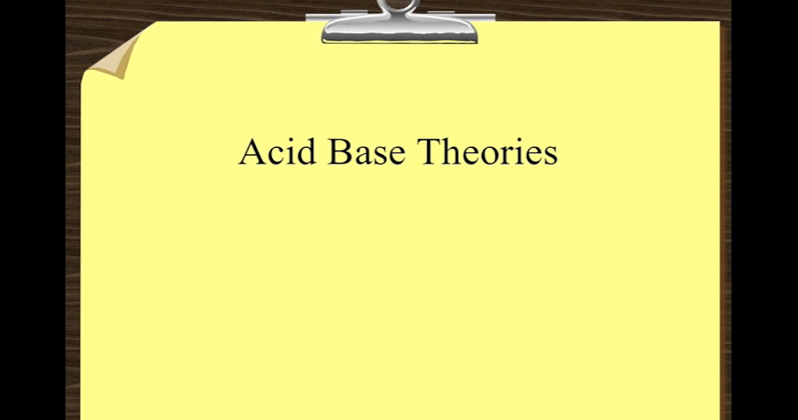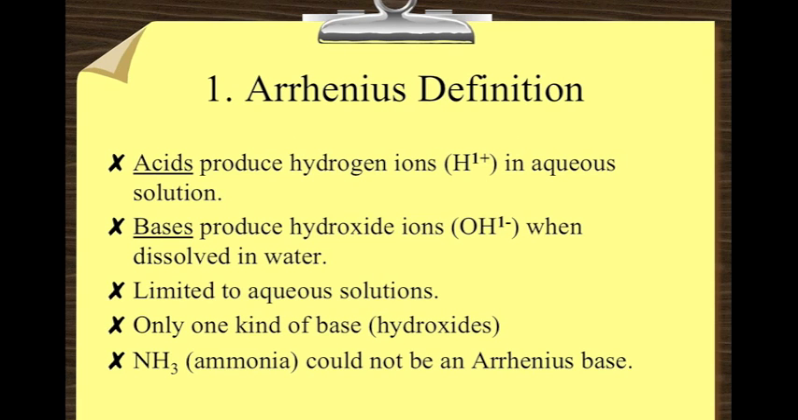Now, our acid-base theories that we need to know. The first one is the Arrhenius definition of an acid and base, which says acids produce hydrogen ions in an aqueous solution, and bases produce hydroxide ions when dissolved in water or in an aqueous solution. The main point about the Arrhenius definition is that it's in an aqueous solution. Remember that acids give hydrogens, bases give hydroxides.